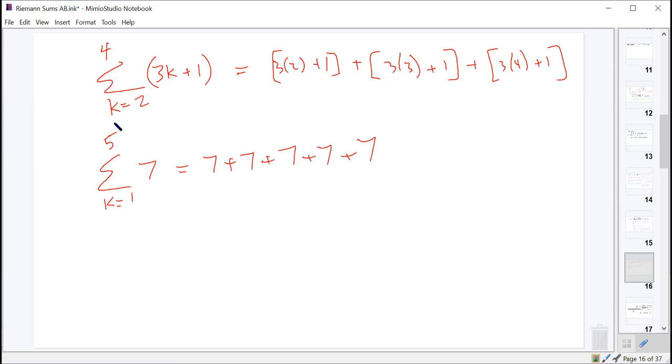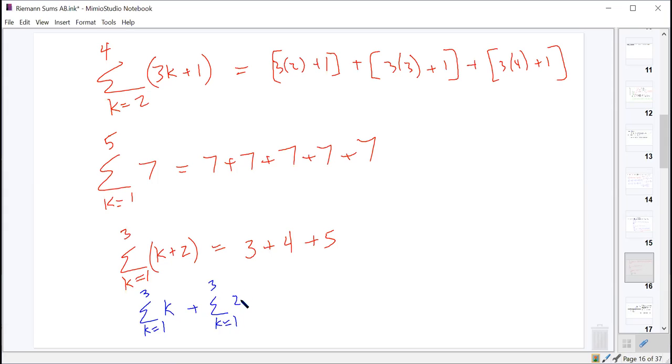Good. All right. So let's say I had something like this. The sum from k equals 1 to 3 of k plus 2. One way we could write that would be 1 plus 2, right? For the first one would be 3, plus 2 plus 2 would be 4, plus 3 plus 2 would be 5. But if we wanted, we could also write it as the sum from k equals 1 to 3 of k plus the sum from k equals 1 to 3 of 2.